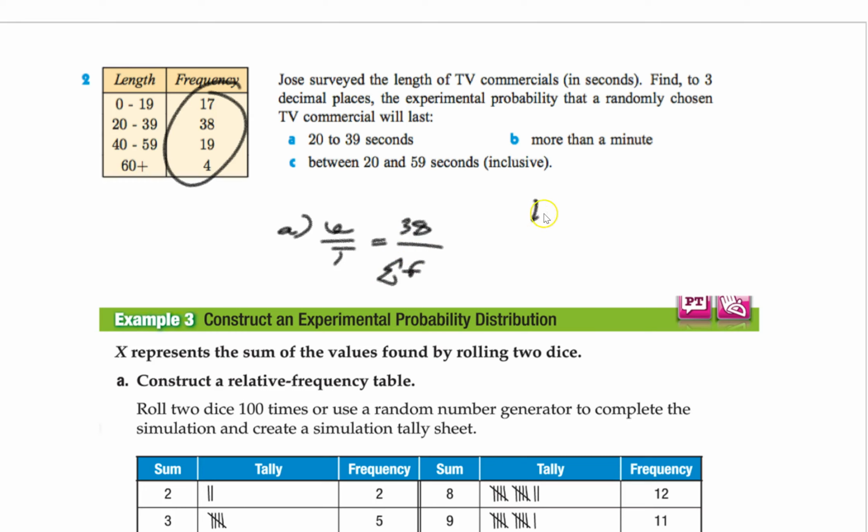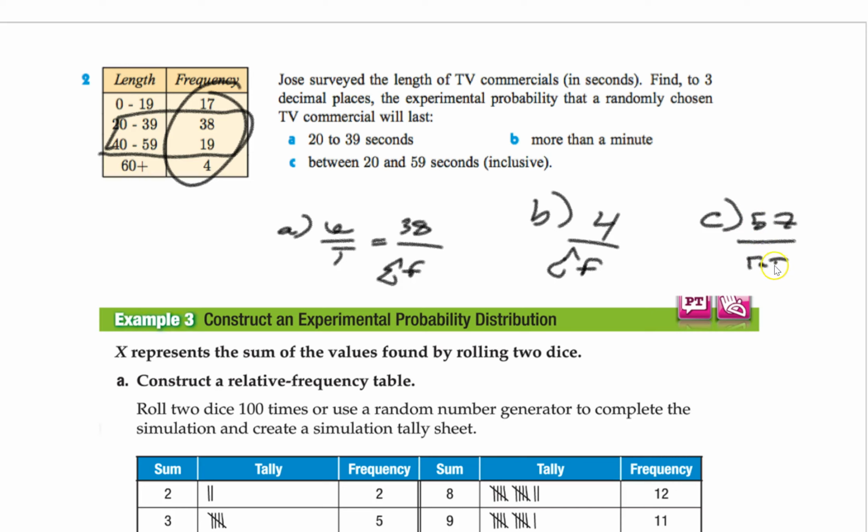Look at that. Be more than a minute. So here's a minute, 60 seconds. So more, that's 4. So 4 over whatever our total is. That's the sum of the frequencies. And then C says between 20 and 59 seconds inclusive. So they want you to add these two values up here, so that's going to be 57 over the total. It's not that bad. 57 plus that, 61, 61 plus 17. So about 88. So I can put 88 on all these instead of just total. And that's the idea.